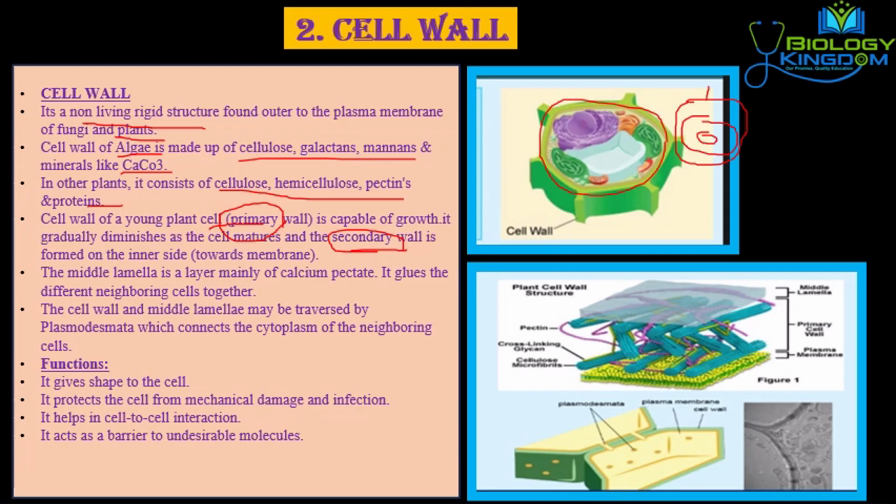So this is the first layer, this is the innermost layer. This enclosing is nothing but, here we have clearly, this is the middle lamella. So the cell wall and middle lamella have these green colored bridges known as plasmodesmatal bridges. These are those bridges which help in the binding of the cytoplasm and the neighboring cells.